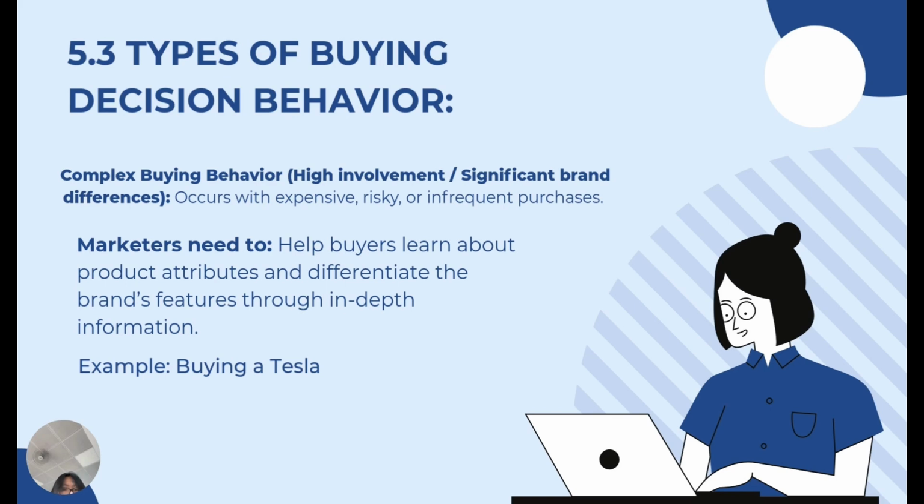This happens when the product is expensive or risky, like buying a laptop or a car. A consumer does deep research. A marketer must provide detailed info to help them choose.